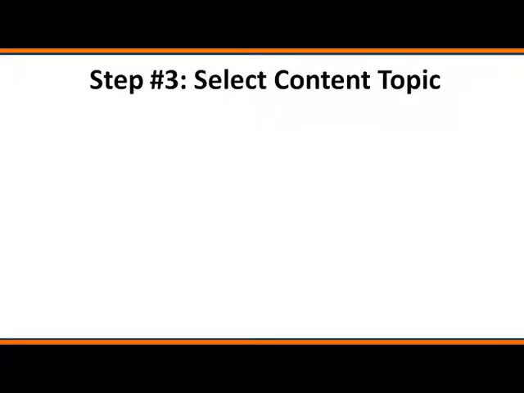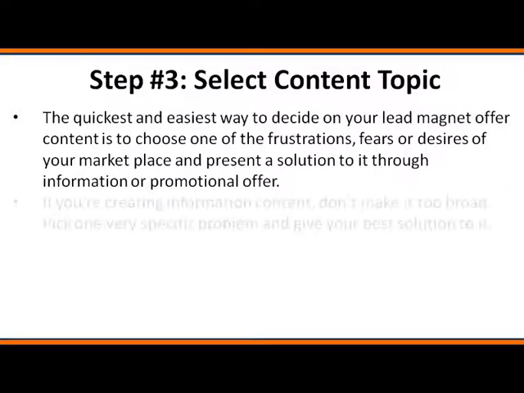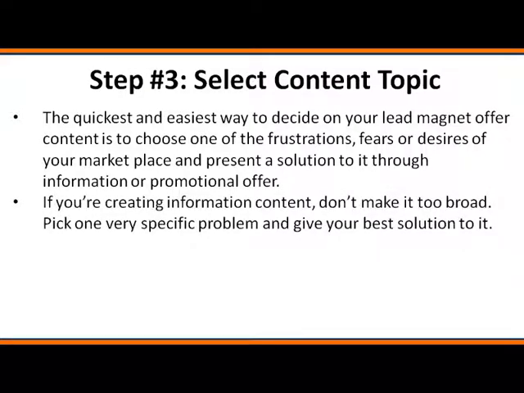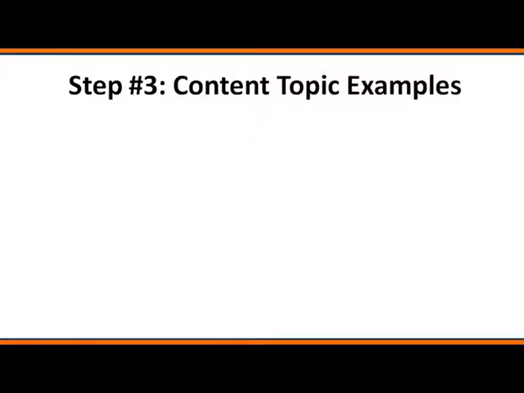Then you need to select your content topic. And the quickest and easiest way to decide on your lead magnet offer content is to choose one of the frustrations, fears, or desires of your marketplace and present a solution to it through the information or promotional offer. And if you're creating information content, don't make it too broad. Pick one very specific problem and give your best solution to that problem. If you're putting together a discount offer, also make it for a specific product or service that addresses your target market's frustration, fears, or desires.